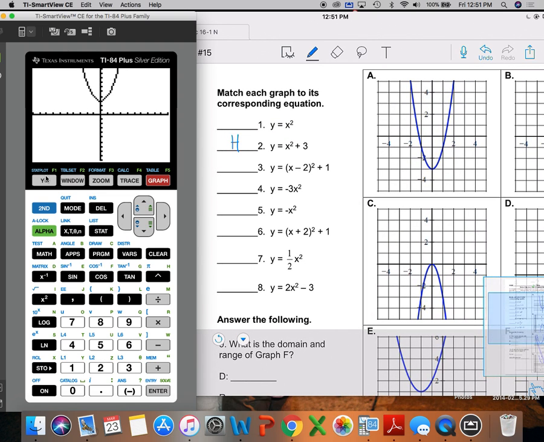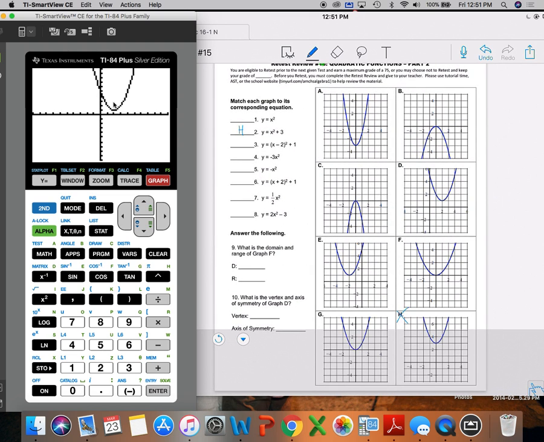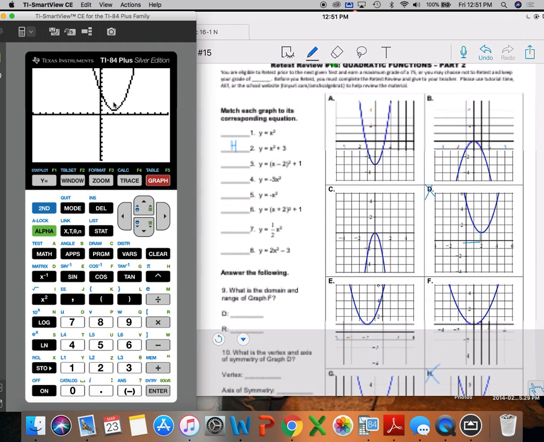So problem 3, I'm going to put that exactly like I see it into y equals. So x minus 2 squared plus 1. I'm going to look at the graph and I can see this one shifted to the right and up from the vertex. So D shifts to the right and up from the vertex.